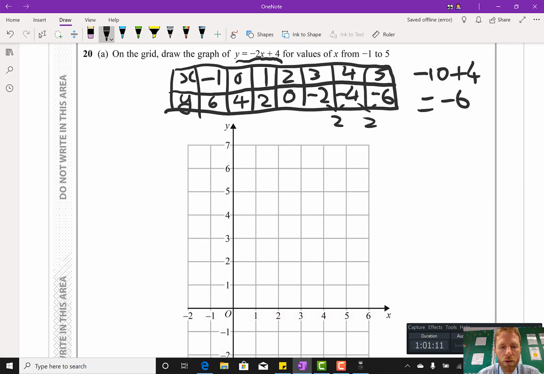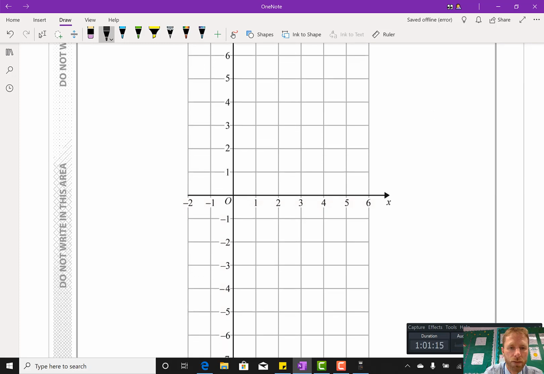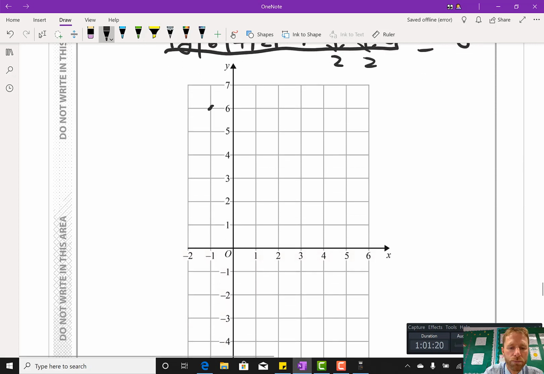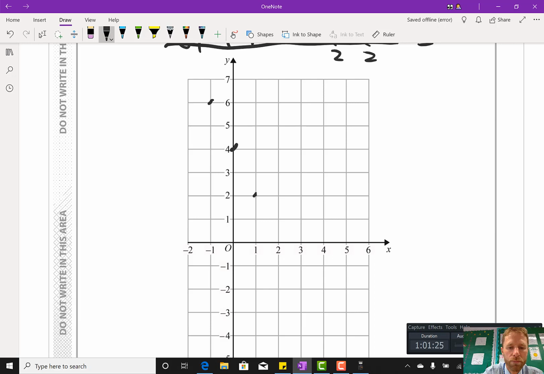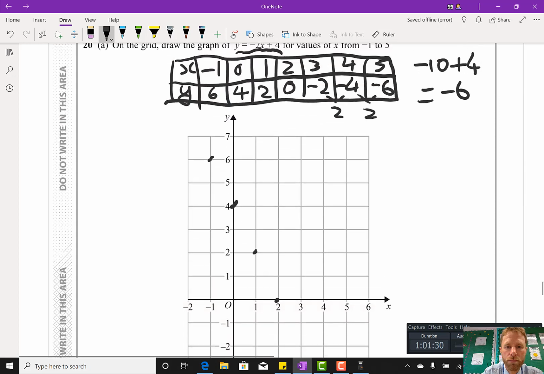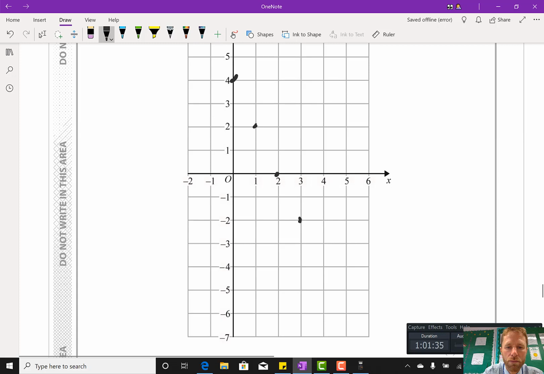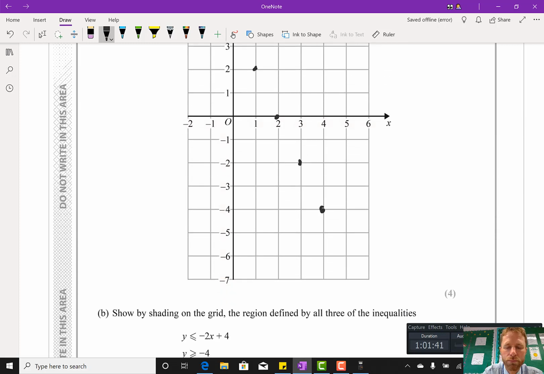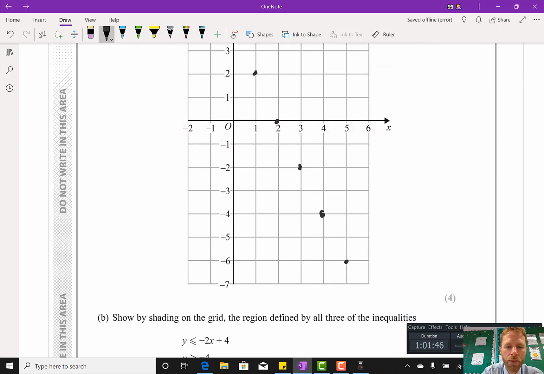So we'll start with -1, 6, 0, 4, 1, 2, 2, 0, 3, -2, 4, -4, and 5, -6. If I've done this right, they will all be in a line.